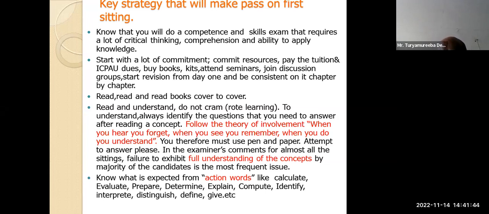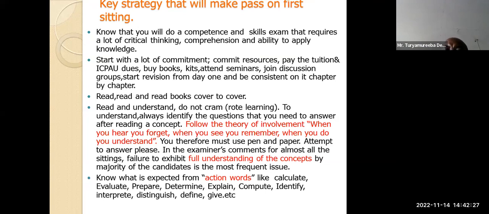In the examiner's comments, for almost all the sittings, failure to exhibit full understanding of the concepts by majority of the students is the most frequent issue. And why do they fail to understand the concepts? Because they are always looking for what was solved. How was it solved? They follow somebody's methods. They have not attempted to see if they can solve it that way. And you will find that everybody is looking for, you have given a test, people don't want to understand, but they're asking, what are the solutions of that test? We want to look at them. Please make sure that you get involved.